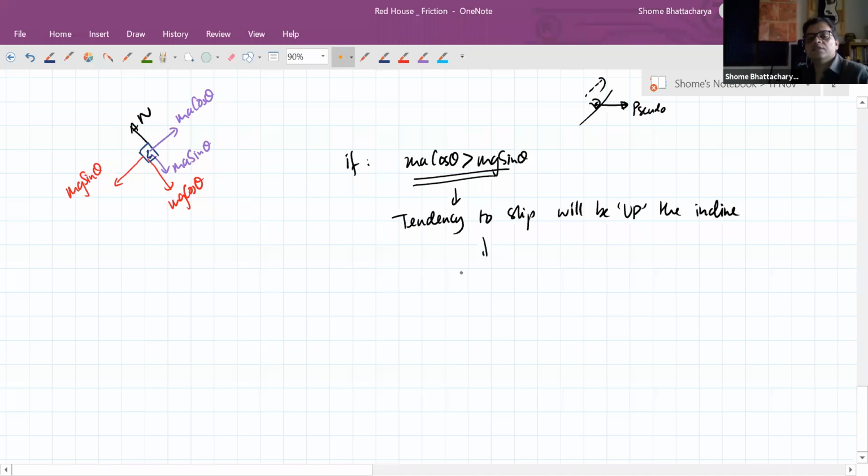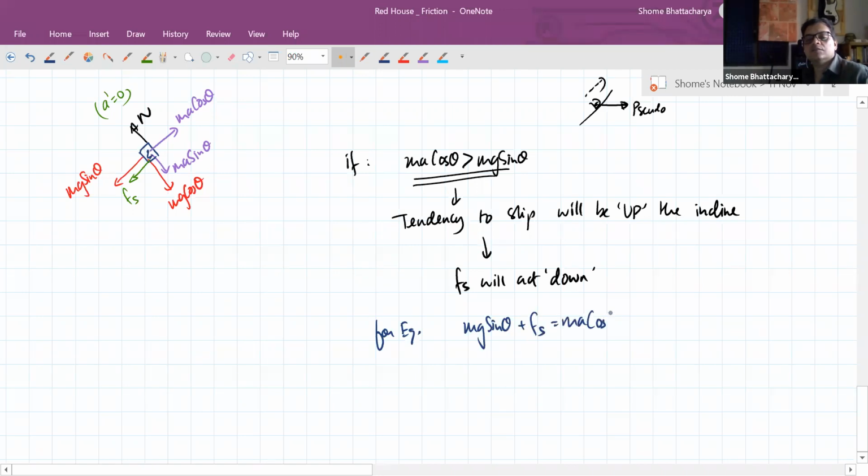Okay. So static friction will act down the inclined plane. So in this case, static friction at this surface will be helping out mg sin theta because mg sin theta is falling short of ma cos theta, and with that the relative acceleration will become zero. Okay. So here the condition for equilibrium in this frame will be mg sin theta plus static friction together balancing ma cos theta.